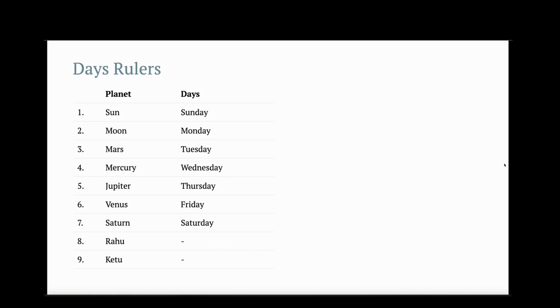Now let's move on to the day's ruler. The ordering of the planets here and in the other slides is based on the days that we have. If we say Sunday is the first day, then Sunday is ruled by the Sun, Monday by the Moon, Tuesday by Mars, Wednesday by Mercury, Thursday by Jupiter, Friday by Venus, Saturday by Saturn, and Rahu and Ketu don't rule any days.